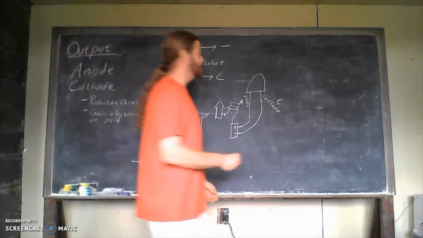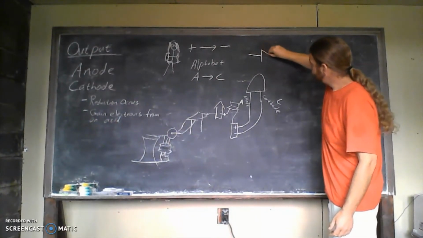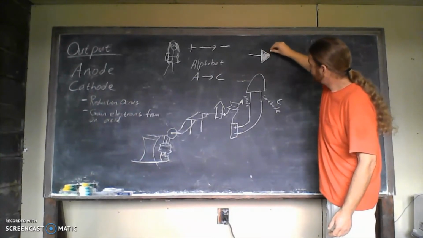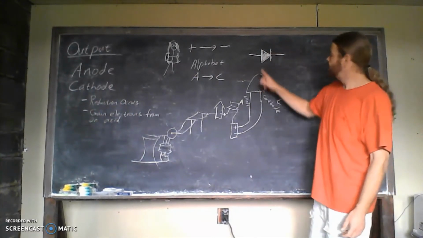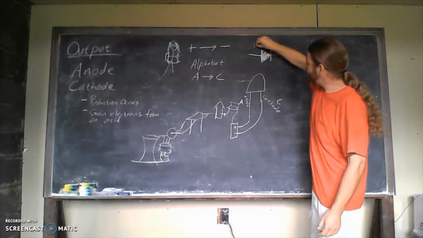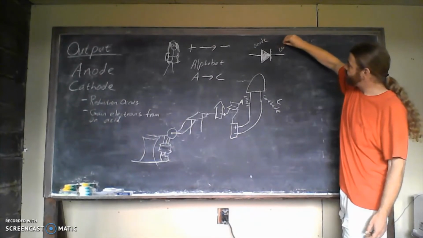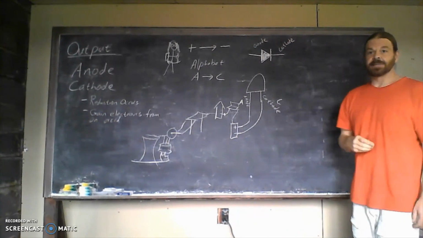to show up somewhere. So our symbol for this in schematics is a little filled-in triangle. So we have a filled-in triangle with a line afterwards. So this side is the anode, and this side is the cathode, when we see that in schematics.